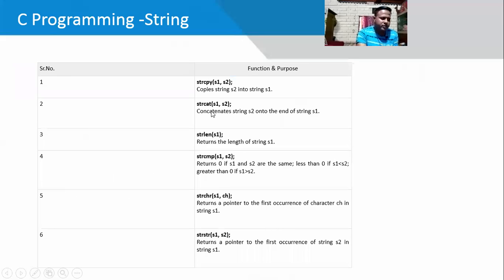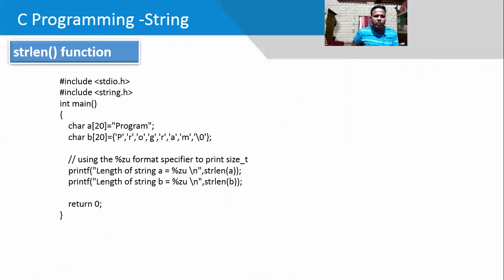So what are the various operations you can perform by using a string? One is string copy, strcpy(s1, s2). strcat concatenates the strings. strlen gets the length of the string. strcmp is used to compare the strings. strchr returns the pointer to the first occurrence. Then strstr also returns the pointer to the first occurrence. So now string copy means you have to copy one string to another string. First we have to discuss how to get the length of the string. Now check here.